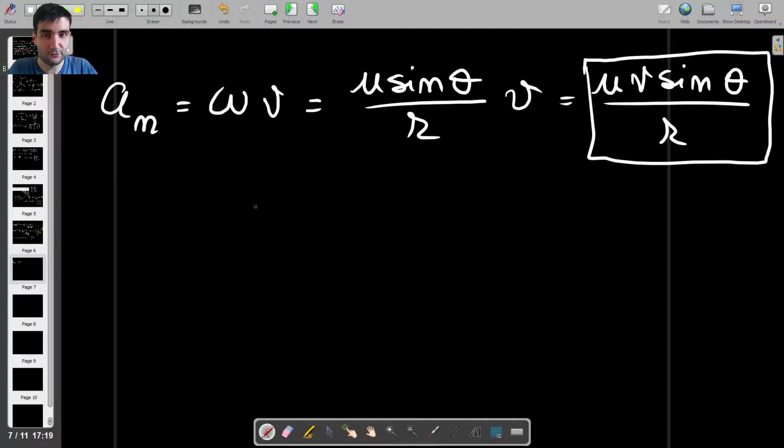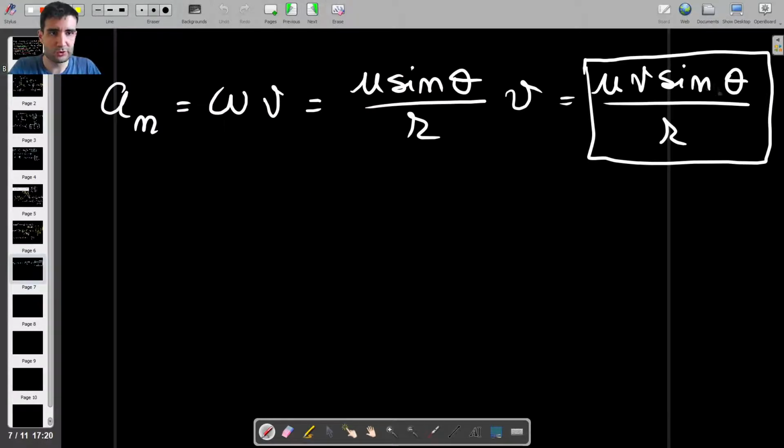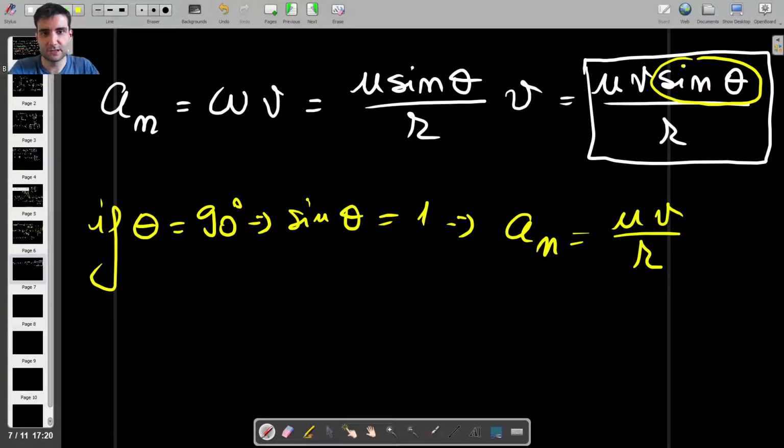And as you can see, if you try to look at this problem again, right? In this case, the angle between the direction of the dog and the direction of the cat was 90 degrees, which means that if we put 90 degrees in here, we should get the same answer as in that first particular case. So if theta is 90 degrees, then sine of theta is 1, which means that a_n is uv over r, which gives us the answer for the first question. And this is the answer for the general problem. That's it.